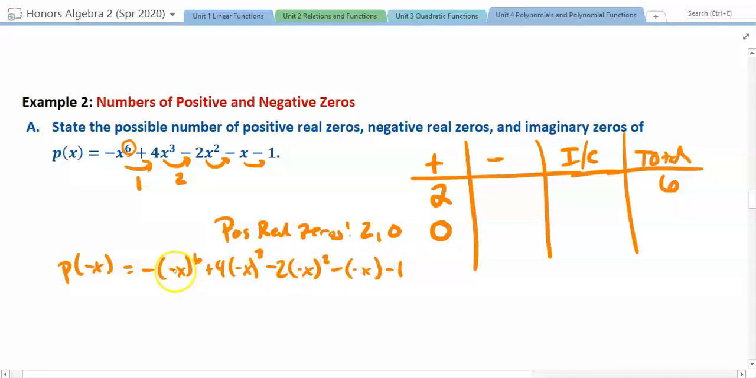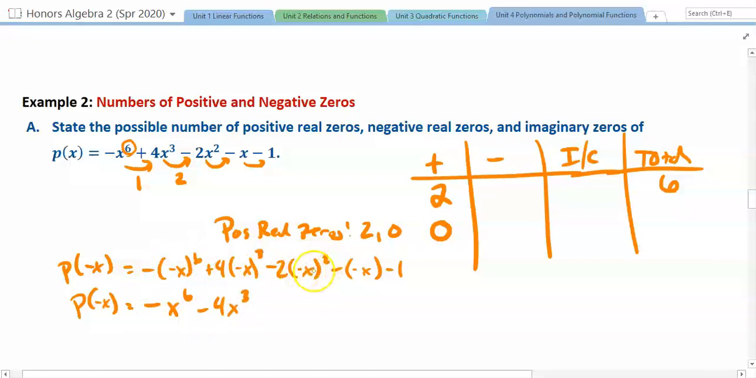Okay? So, dealing with our powers. If I have the negative of something to an even power, it comes out positive, right? So p of negative x equals negative x to the 6th, because this sign will go back to positive and the negative sitting out front. This is to the third power, so the negative is going to stay, so I get negative 4x cubed.